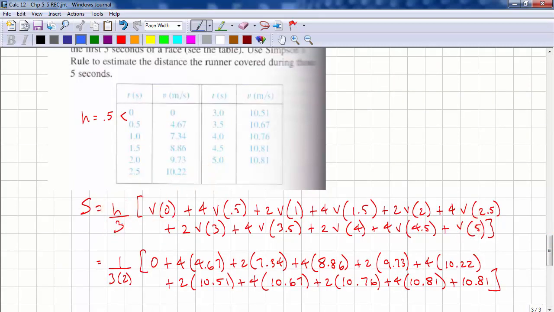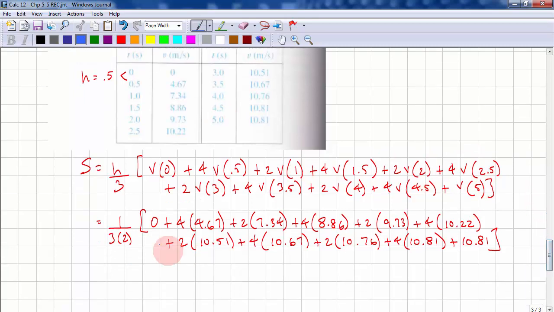So we have h over 3, v0, 4 times v of 0.5, 2 times v of 1, and so on all the way to v of 5, okay? And then we just substitute the values. We do our calculations. We get 1/6 of 268.41, and that's roughly 44.735, and that's meters.